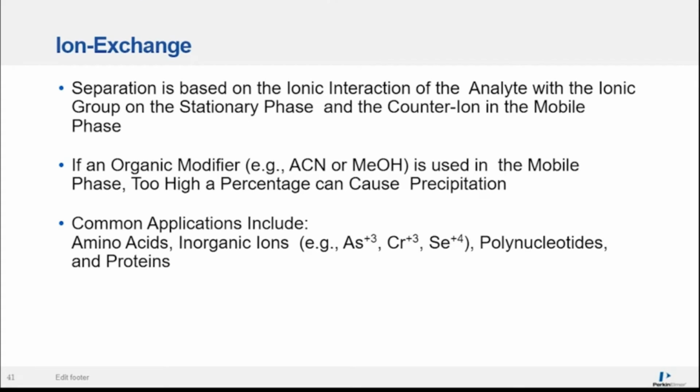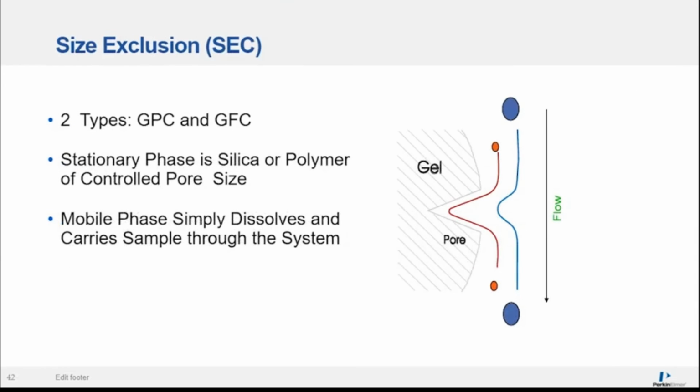The last mode of chromatography is very different than the other three, and this is called size exclusion chromatography. There are two forms, GPC, gel permeation chromatography, where your mobile phase is almost always tetrahydrofuran, and then gel filtration chromatography, which is aqueous-based size exclusion. And this technique is very different. There are no chemical interactions here. This is a physical separation technique.